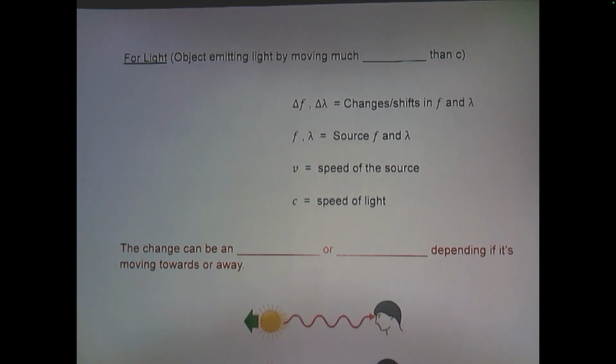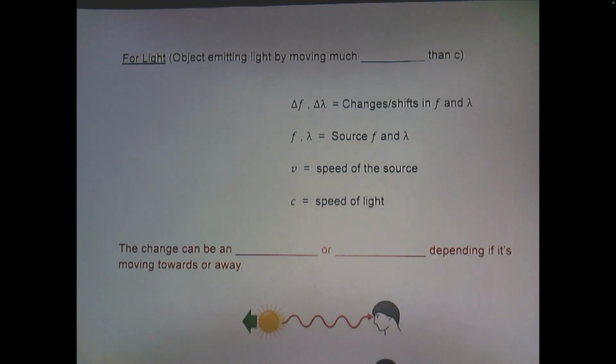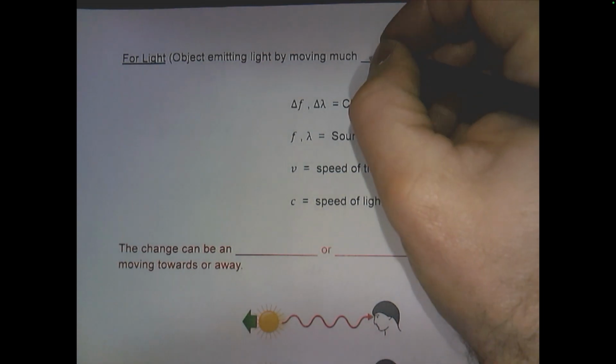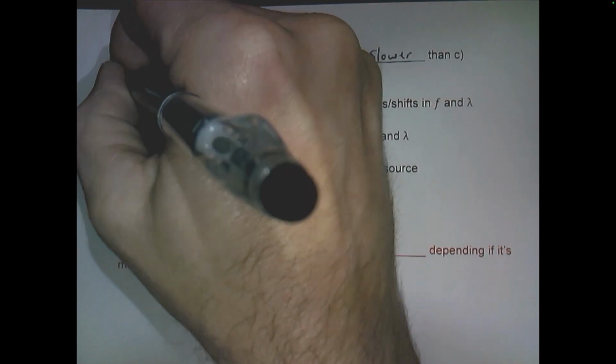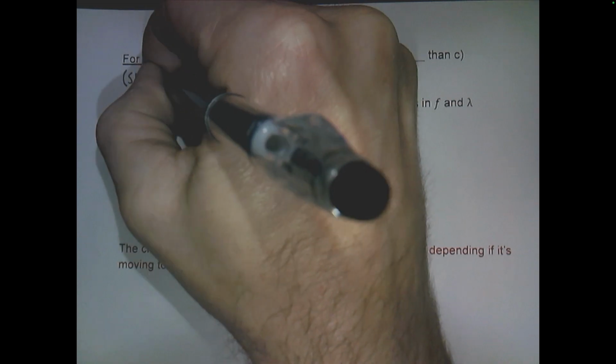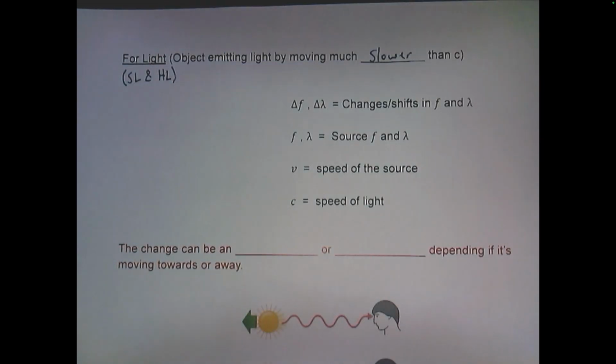Everything we've said has been particularly about sound, but the same effect happens to all waves, and so light waves as well. For an object emitting light, the frequency of the light, and therefore the color of the light, can be shifted. And they give us an equation, and this equation is for SL and HL. So SL students might have to solve a problem using this formula here.